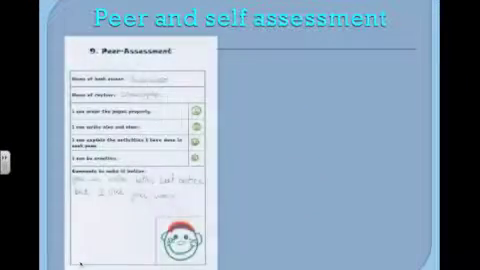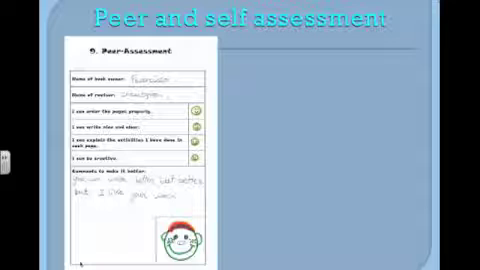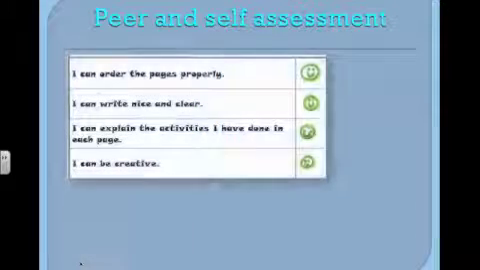Here are more examples. It is important that students have a clear criteria to base their assessments. Otherwise, they will be given mere opinions that are not effective for either the student assessing or the student being assessed.